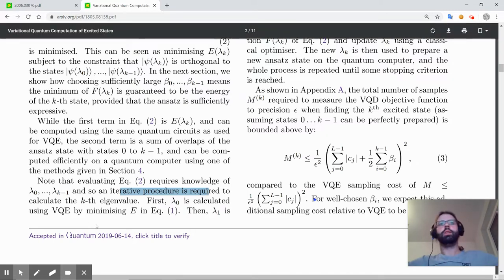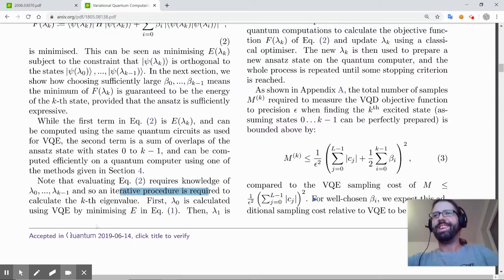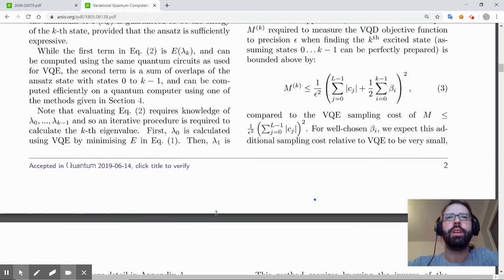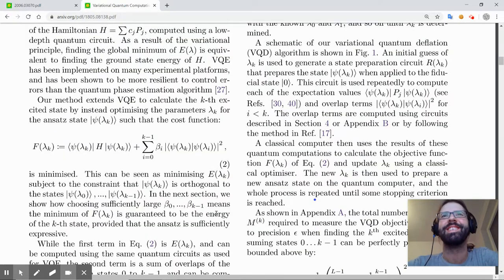Okay, we're done with VQT. It's nice. I like it. That's damn smart. Instead of something kind of fancy, it's like just let's iterate more. Okay, so you calculate the lowest energy using VQE by minimizing E, then lambda 1 is... this is genius.